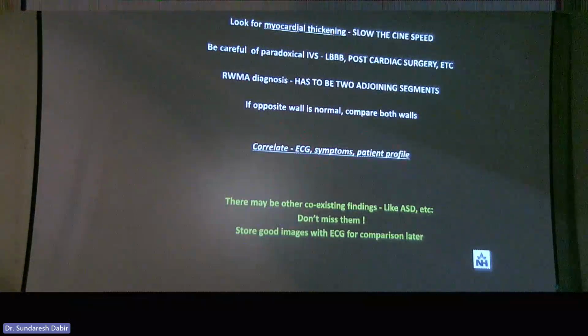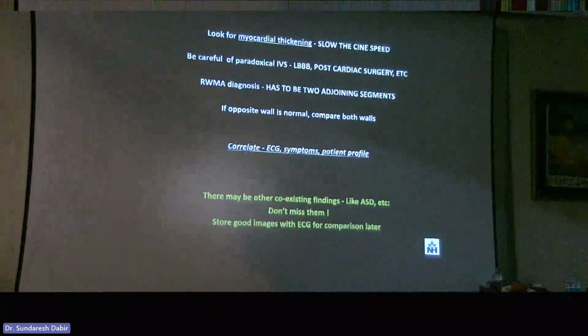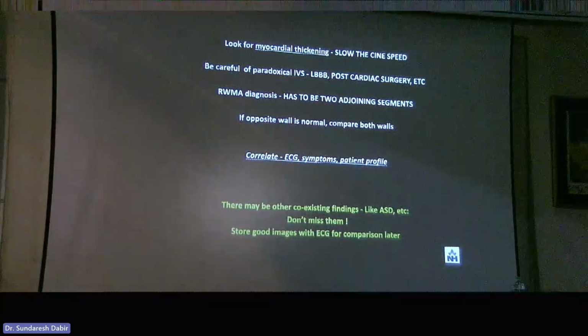And look at the patient profile. Most often we see patients who are 25-year-olds who are doing very well, and suddenly somebody decides that they have a wall motion abnormality. It doesn't make sense at all. So be a little more careful. Somebody who's got diabetes, hypertension, more likely. But a young person with nothing, doing extremely well, and you say wall motion abnormality, just be careful. So don't be too enthusiastic in diagnosing wall motion abnormalities.